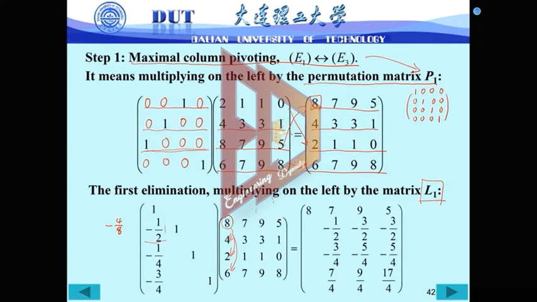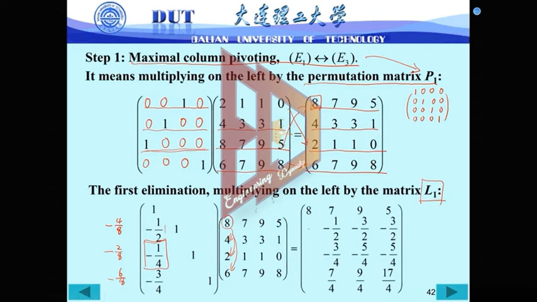And this multiplier is a minus ratio for the third row: 2 over 8, so 1 over 4. And the last multiplier is minus 6 over 8, so it is just minus 3 over 4. Are you clear? 3 multipliers, one by one. Then we use this L1 multiply A, and we obtain this new matrix.